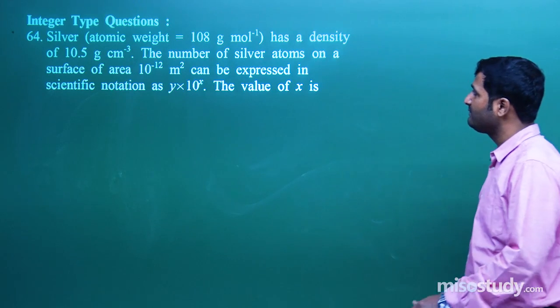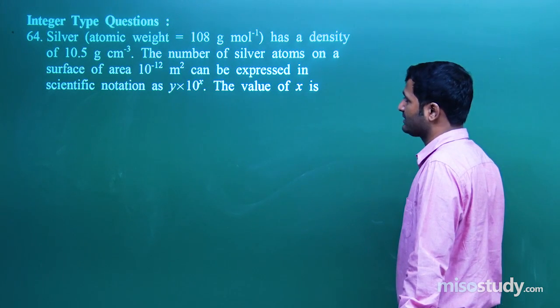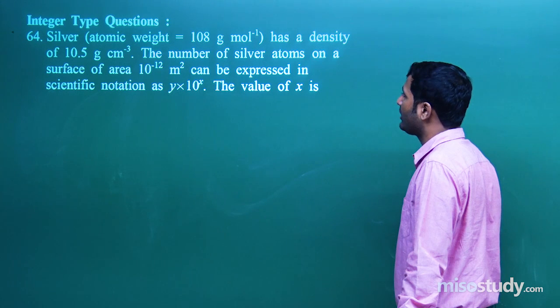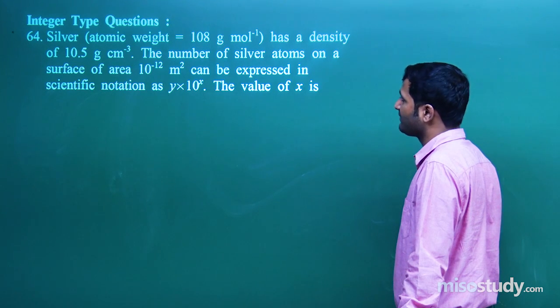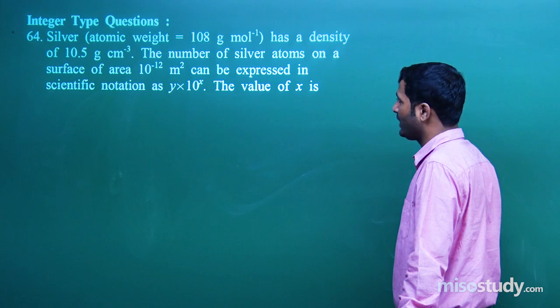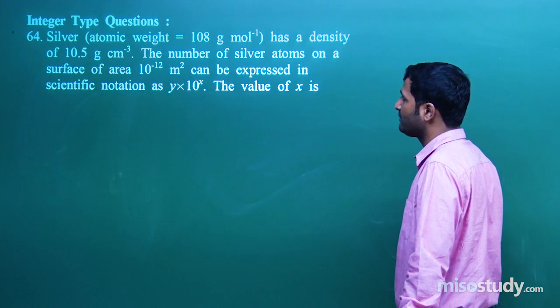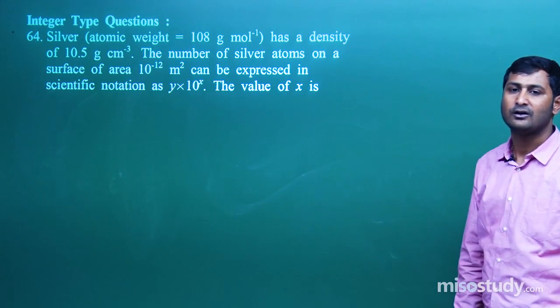This is an integer type question. Silver atom has a density of 10.5 gram per centimeter cube. The number of silver atoms on a surface area of 10 to the power minus 12 meter square can be expressed in scientific notation as y into 10 to the power x. You have to find the value of x.